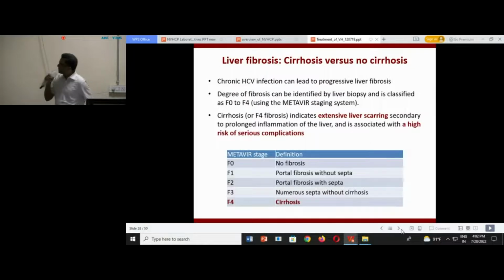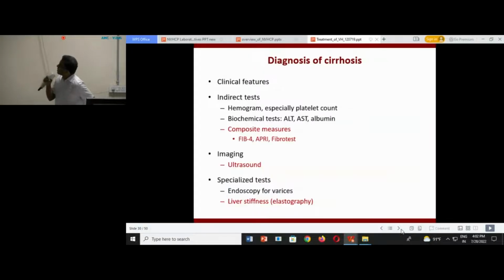So this is the assessment of fibrosis. I think we can skip this. Yeah, just see the red statements. We have what is known as indirect tests to measure the fibrosis. These are the latest indirect tests to see whether the patient has fibrosis or is going into cirrhosis. That is, early stage of cirrhosis.